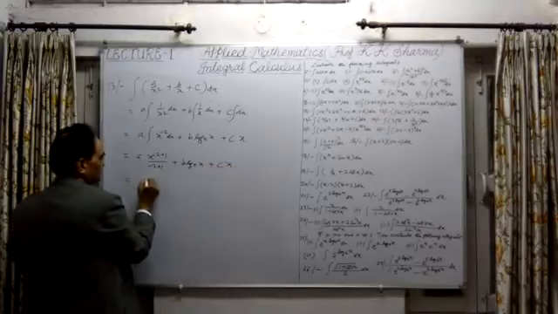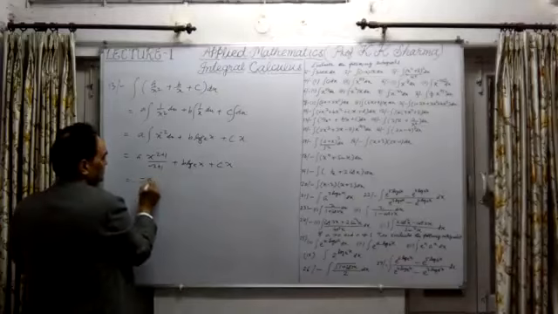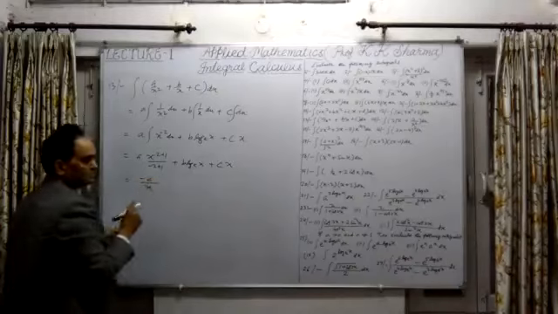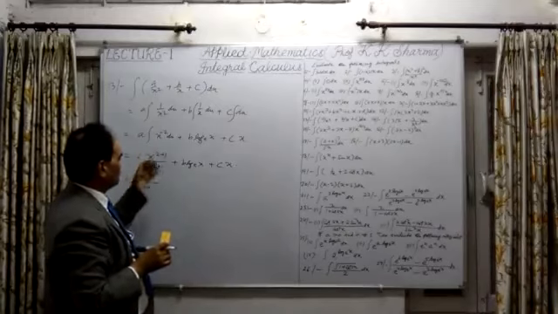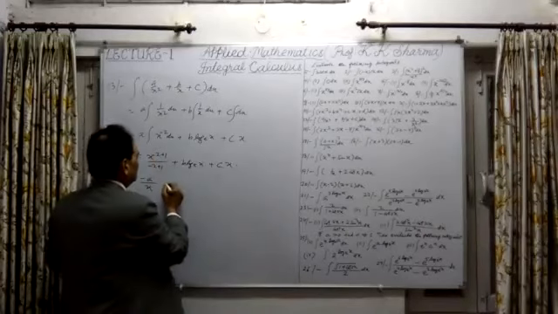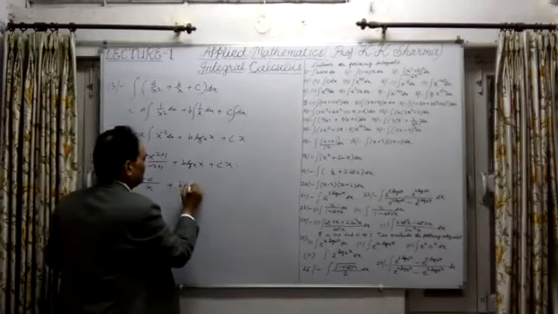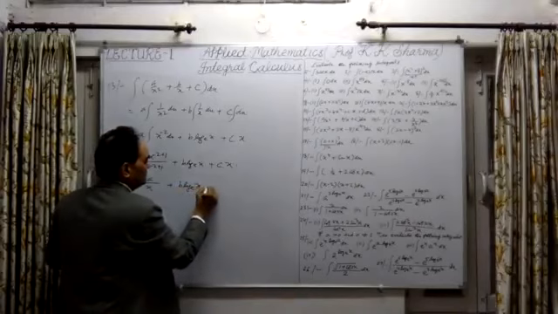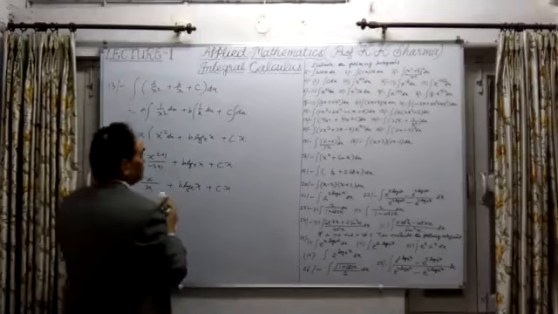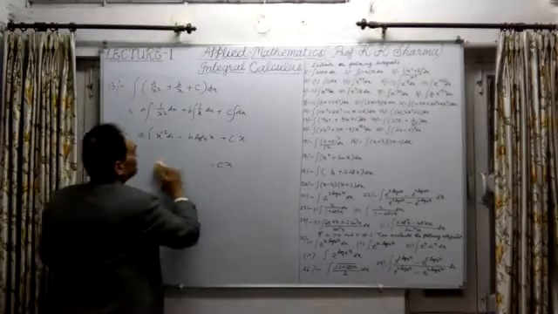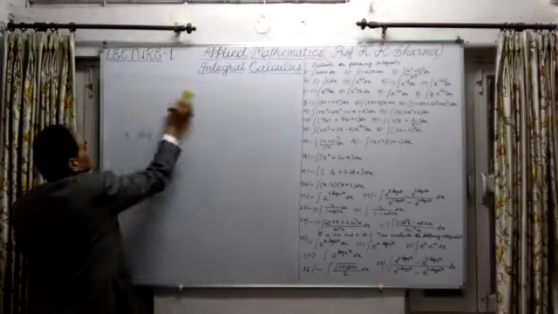Now we can write it as minus 1 only. This is minus a upon x, because x will come in the denominator as positive. Minus 2 plus 1 is minus 1. x raised to power minus 1 is 1 upon x. This is plus b into log of x to the base e plus c into x. Final answer. Okay, so this is the value of question number 13.